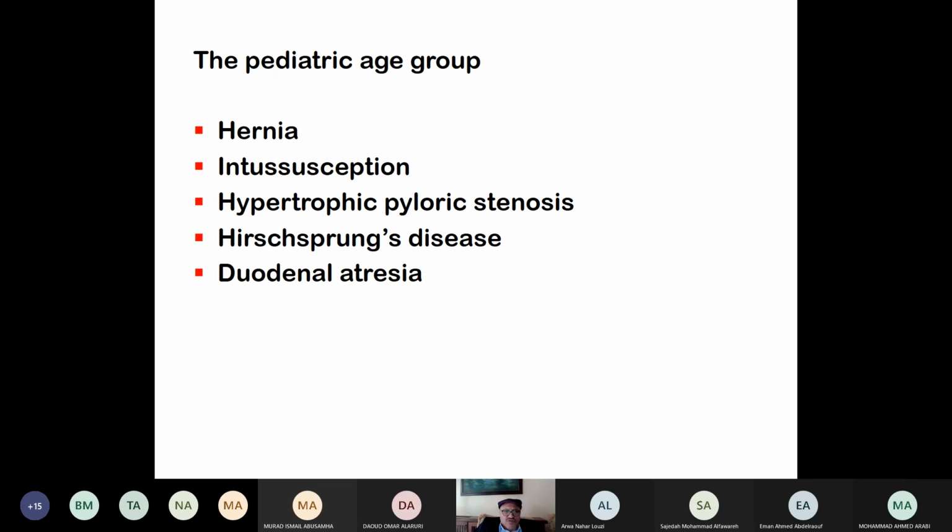All what we have talked about is related to the adults. In the pediatric age group, there are special situations that will be dealt with through the pediatric surgery course, whether hernias, intussusception in children, hypertrophic pyloric stenosis, Hirschsprung disease, duodenal atresia, etc.